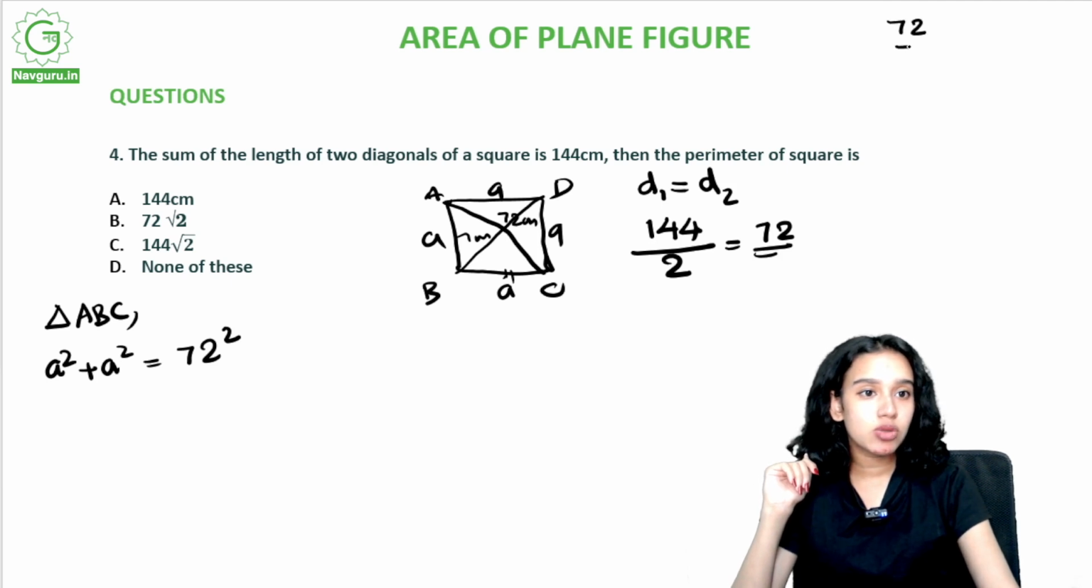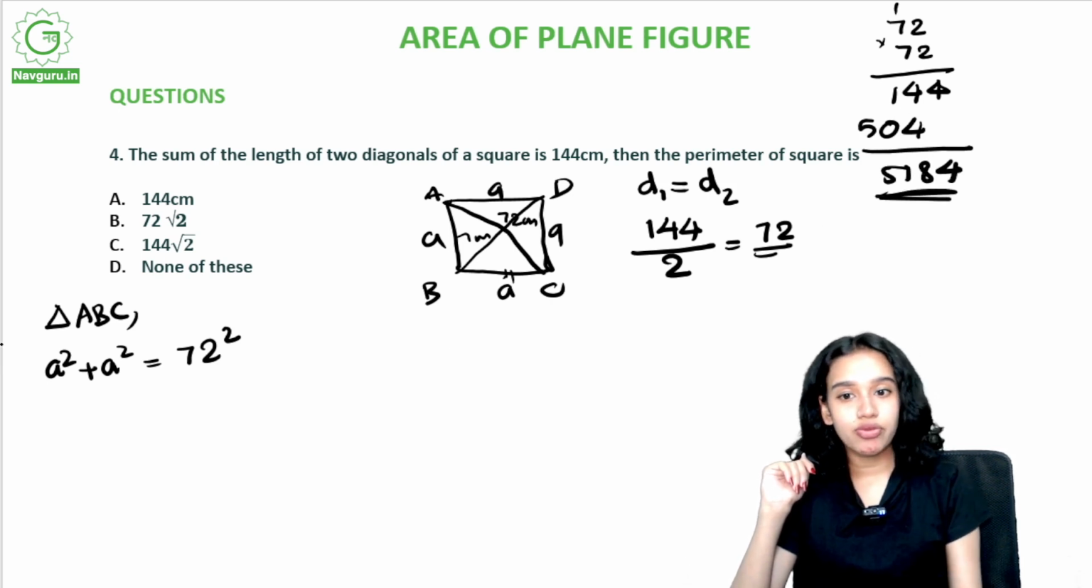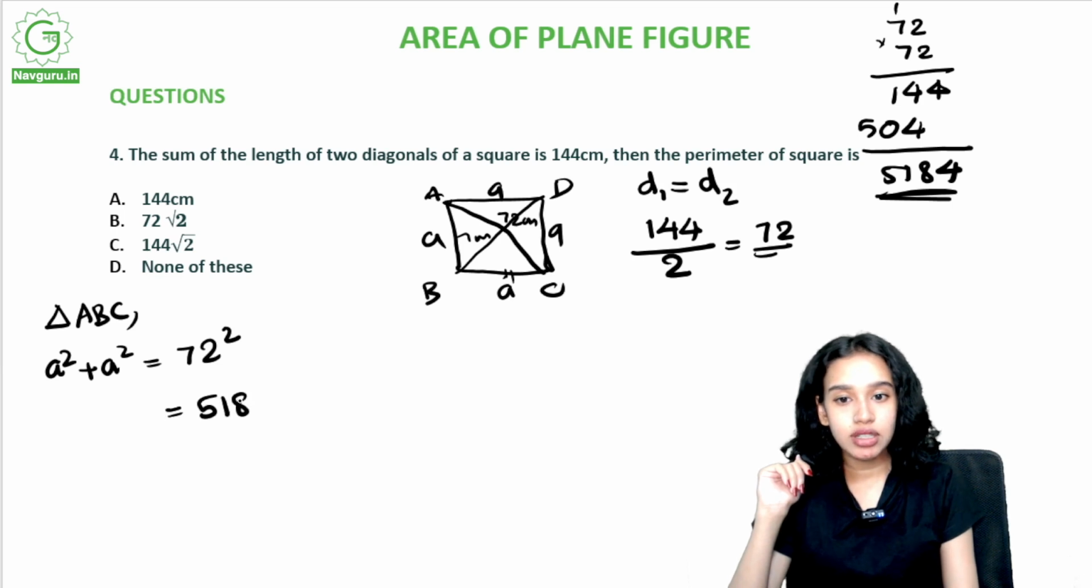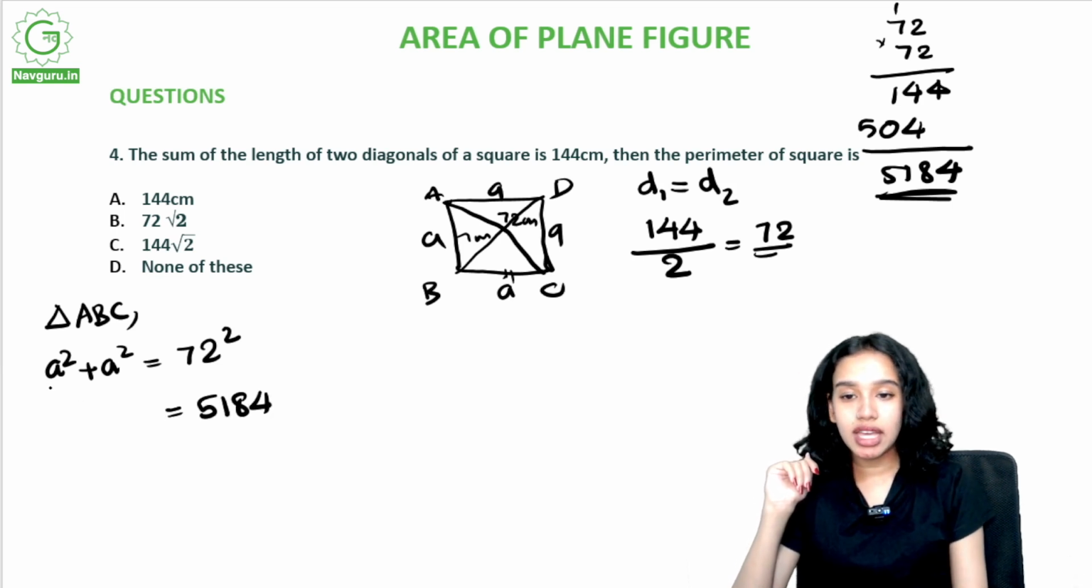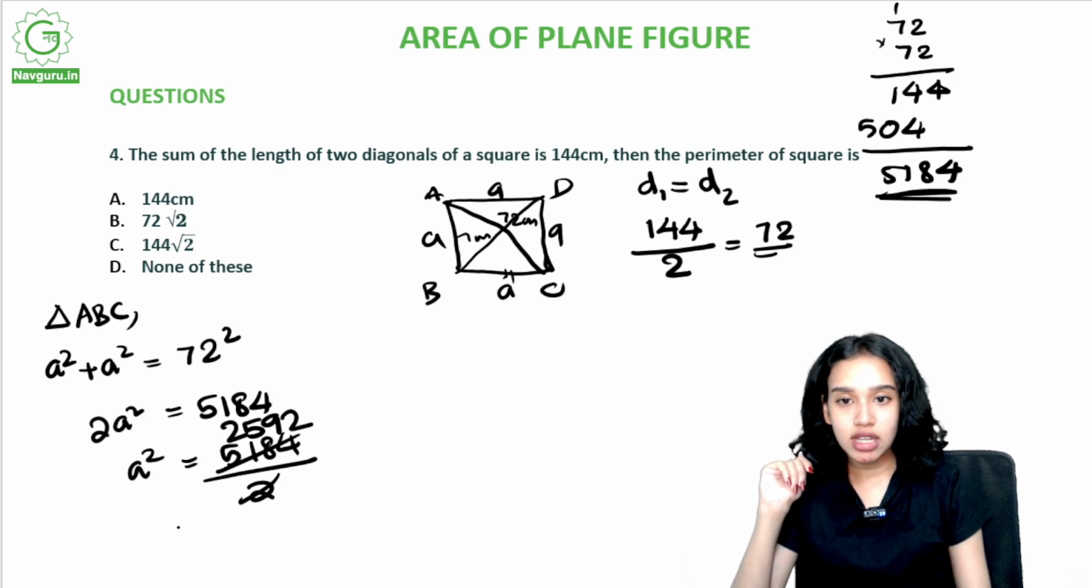So let's find what 72 square is. 7 2s are 14, 7 7s are 49, 49 plus 1 is 50. This gives us 5184. So 5184 is the square of 72. Now a square plus a square is 2a square. So a square becomes 5184 divided by 2, which is 2592. 2592 is a square. Now what is a?